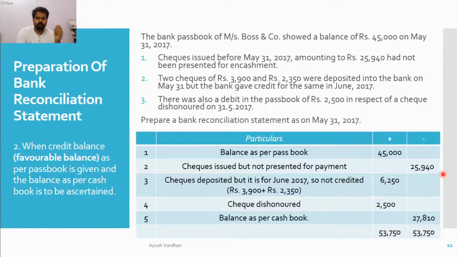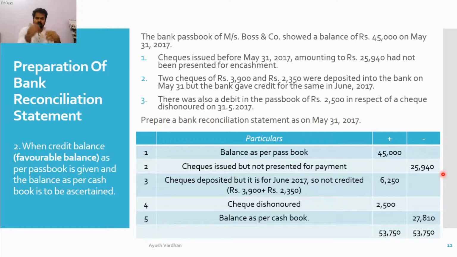So check issued of 6,250. That is total of 3,900 and 2,350. So that is deposited into your account, but not presented into the bank, just because that is post dated. The payment of that cannot happen from the bank's end, just because that is post dated for the June. Okay, and we have the BRC deadline of 31st.